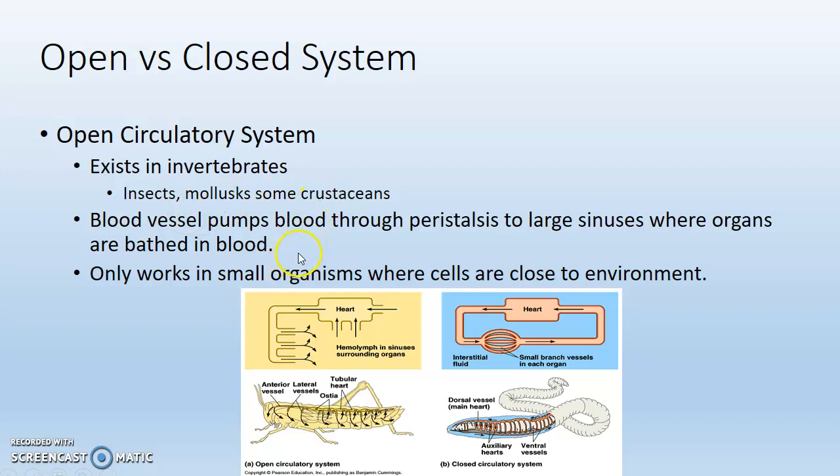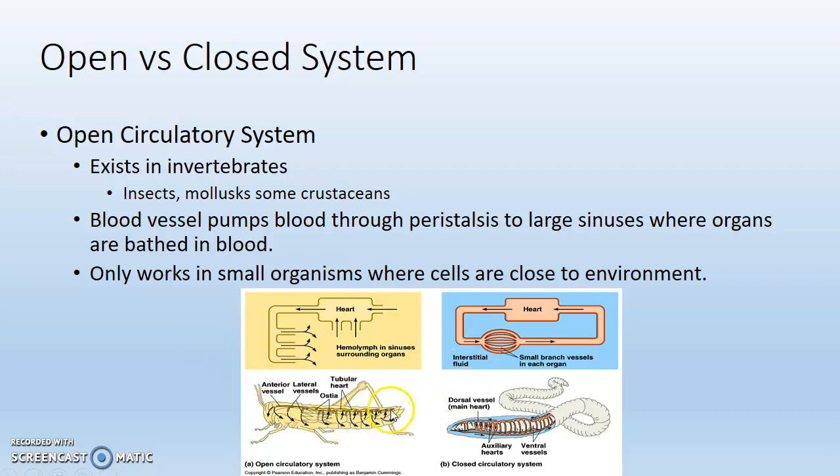Now in this system, we don't have a closed heart and blood vessel scenario. What ends up happening is you have a heart, they do have a heart, but their blood vessels really just dump blood out into the open, into this area called the sinus, where all their organs are. And that is done through the process that we talked about called peristalsis, where one cell is going to trigger the next cell.